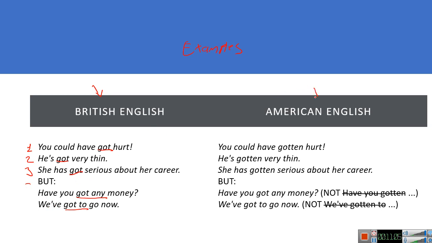Now let's look at American English. You could have gotten hard. Notice how now we use gotten instead of got. This is number one. Number 2, he's gotten very thin. Gotten again in American. 3, she has gotten serious about her career. Gotten again. But have you got any money? And we've got to go now. So in these two we also use got, just as in British English. So these are equal. British and American are the same in this way.